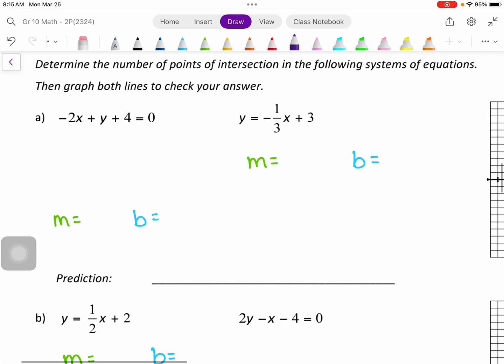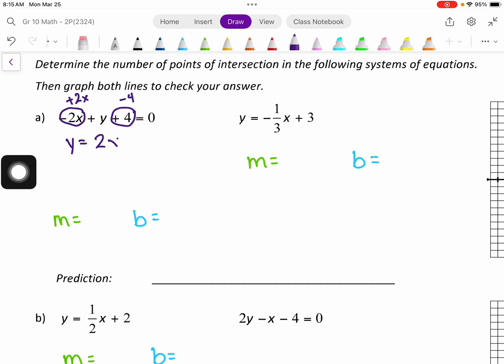So here I need to rearrange. I need a y equals, which means I need to move my negative 2x and my positive 4 over. So the opposite of subtracting 2x is to add it, and the opposite of adding 4 is to subtract it. So we'll move those to the other side. I'm starting with 0 on the other side, so I'm going to have 0 plus 2x, or just 2x, and then I'm subtracting my 4 to move it over.